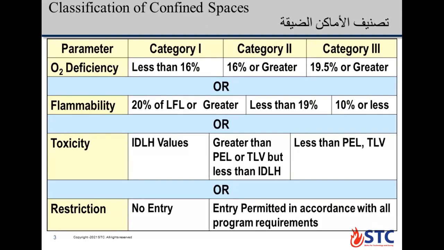A classification of confined space. This table shows the classification of confined space according to the risk or hazard. The parameters are three or four: oxygen deficiency, flammability for gas or fluid, and toxicity for toxic gas such as H2S or CO. I will talk about the permissible ratio for H2S and CO.